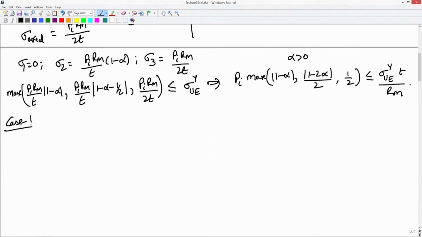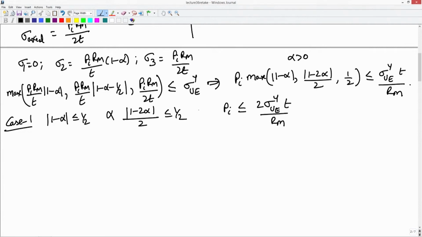Case 1: we want 1 minus absolute value of 1 minus alpha to be lesser than or equal to half, and the absolute value of 1 minus 2 alpha by 2 also must be lesser than half, in which case the maximum value would be half, and hence pi must be lesser than or equal to 2 times sigma y u e T by Rm. If these two hold, this quantity is lesser than half, and this quantity is lesser than half. So, the maximum value of these 3 quantities will be half. Okay. So, if the maximum of these 3 quantities is half, then pi by 2 must be lesser than or equal to this quantity, which means pi must be lesser than this quantity.